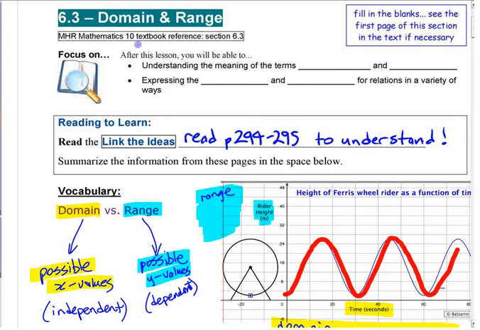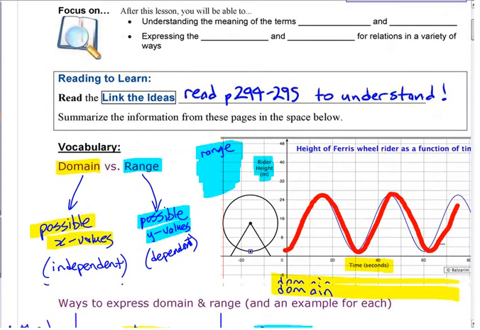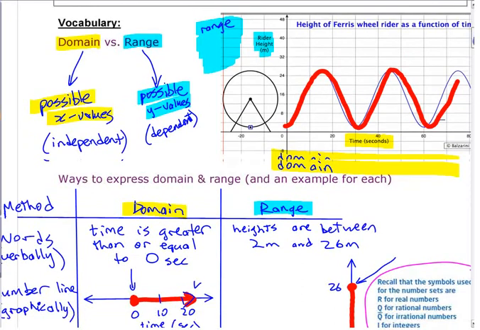We have several different days to look at domain and range. It takes a while to get the hang of it. Not that it's that hard in the end. By the time you get the hang of it, you'll probably think it's fairly straightforward.